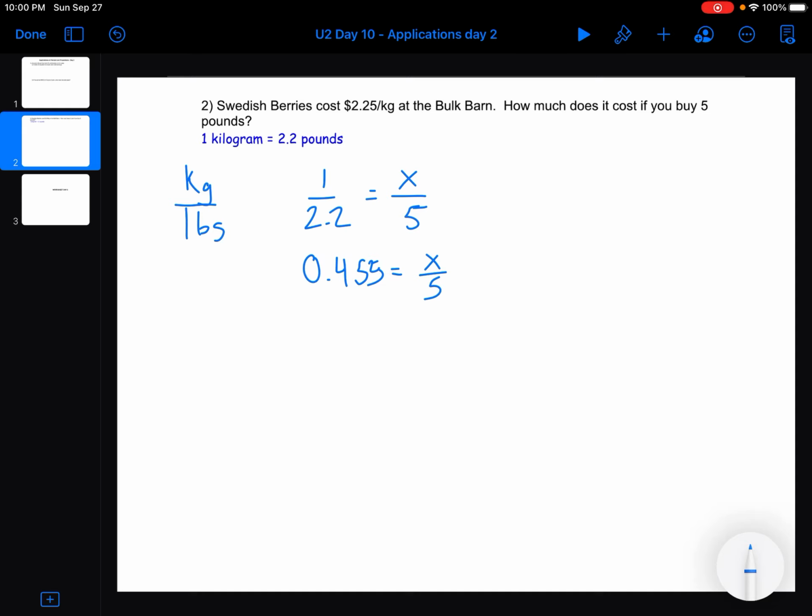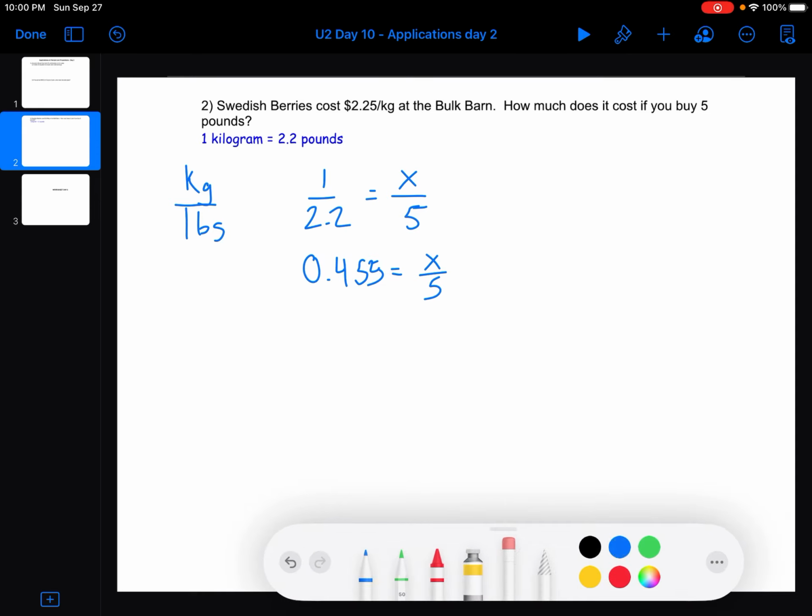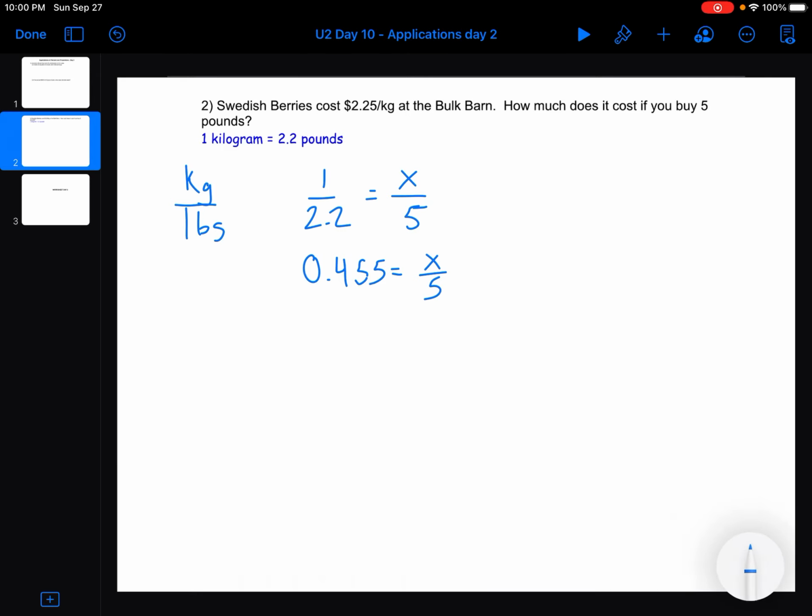equals X over 5. But I'm not actually multiplying by 0.455 here. What I'm doing is I'm leaving the number in my calculator that had the repeating decimal. Now I'm going to multiply the 5 up, and I'm going to get X equals 2.27. Okay, I'm leaving that number. It's actually a repeating decimal again. I'm going to just leave that number in my calculator as well.